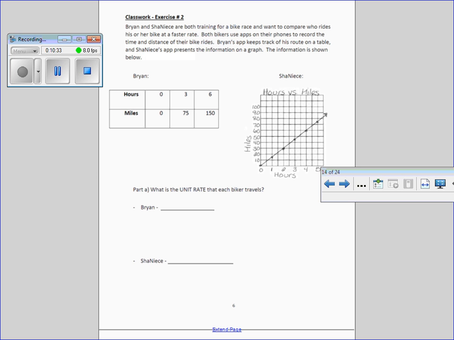We have to determine what everybody's rate of speed is per 1 hour. So if Brian takes 3 hours to go 75 miles, how many miles per hour is the bike going? That's what unit rate is. It's how many whatever quantity per whatever quantity, per single. Three hours, 75 miles is how many miles after 1 hour? It's 25 miles.